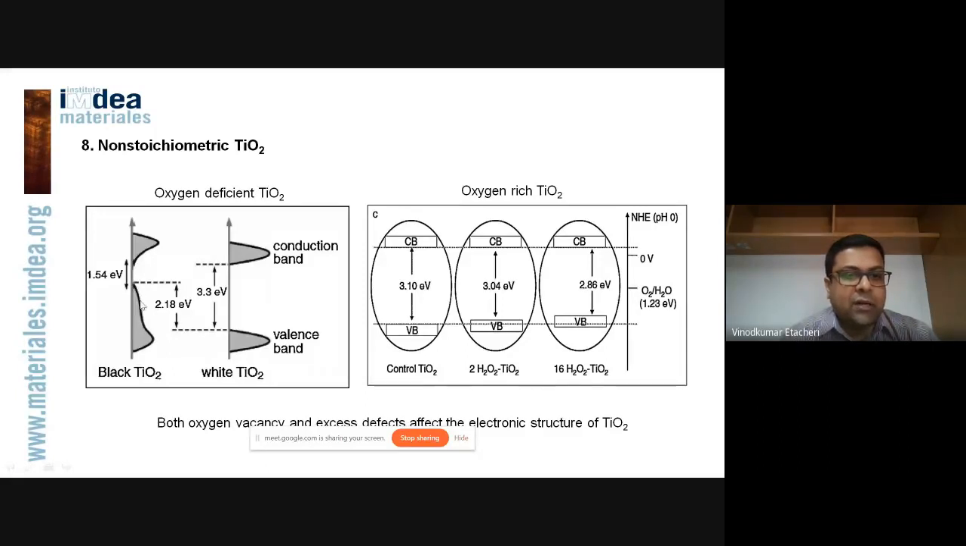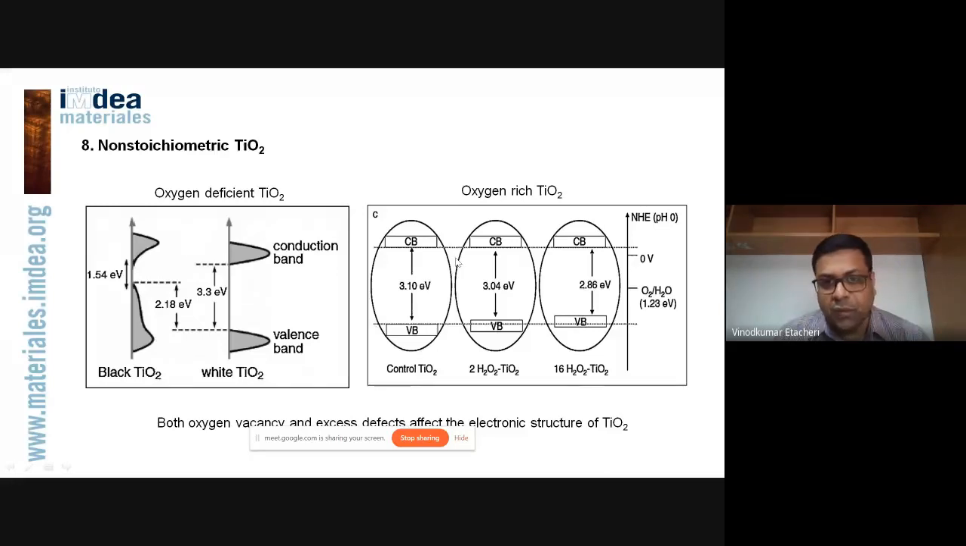So the width of the valence band actually increases, and that reduces the overall band gap. We can reduce it by as much as 1.54 electron volt by removing oxygen from the stoichiometry, from the crystal structure. It's known as oxygen-deficient TiO2 or hydrogenated TiO2. This can be produced under a very reducing atmosphere, in the presence of hydrogen, so this kind of black TiO2.